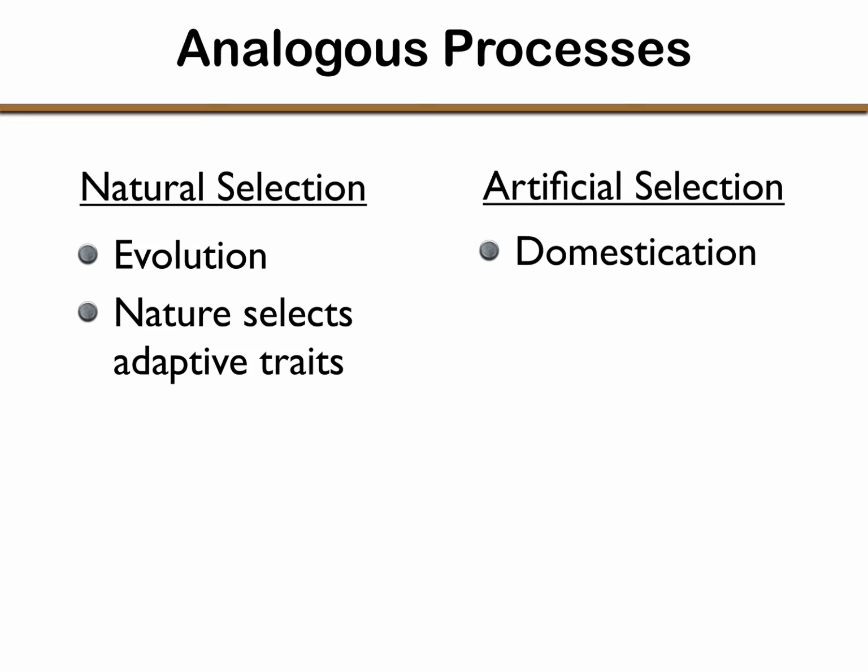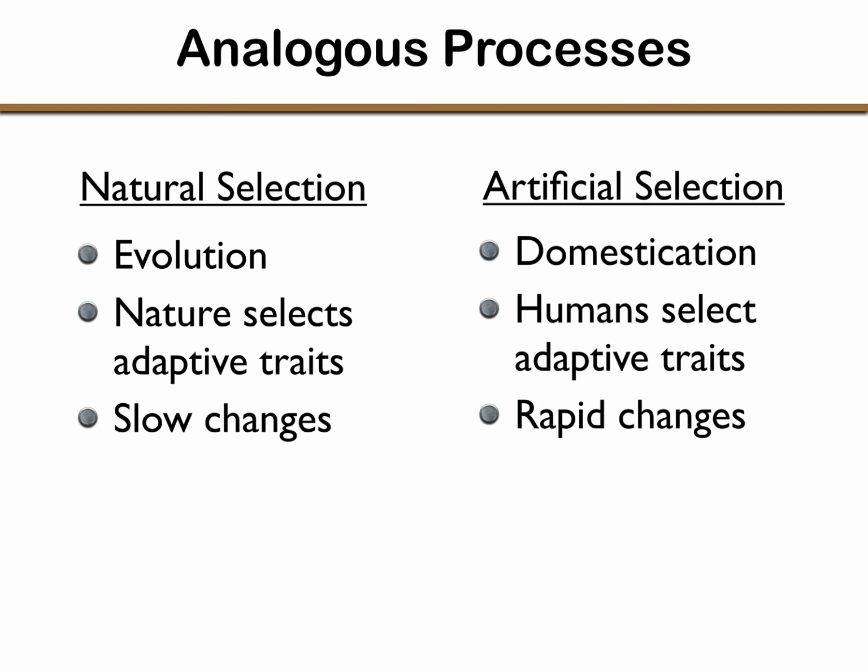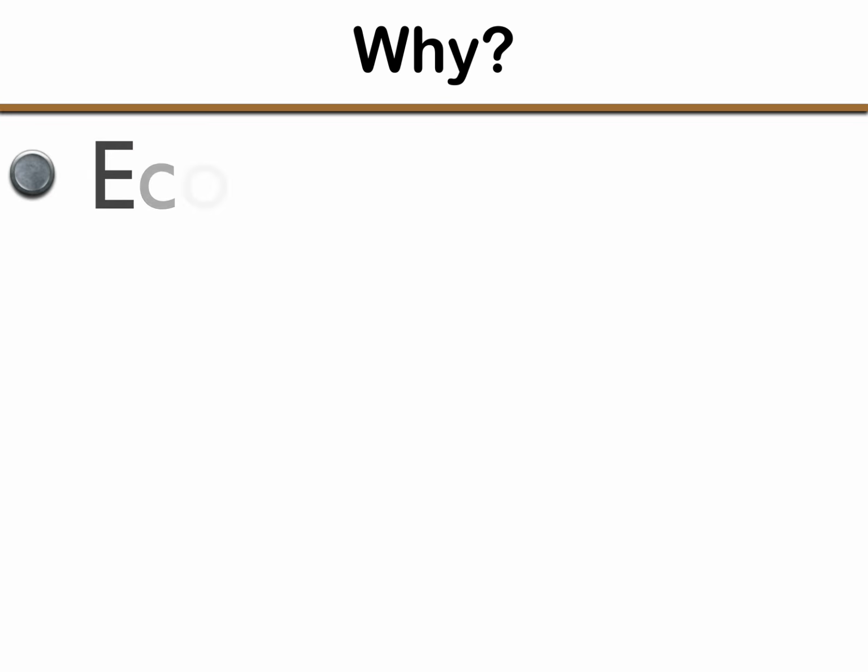And basically the reason for that is under natural selection, nature selects for adaptive traits. And in artificial selection, that's not what's happening. Humans are selecting for adaptive traits, or I guess a better way of saying that, desirable traits. And natural selection, of course, is very slow. However, artificial selection can be quite fast, sometimes in just a couple generations, maybe not always quite that fast, but that's certainly nothing like natural selection.